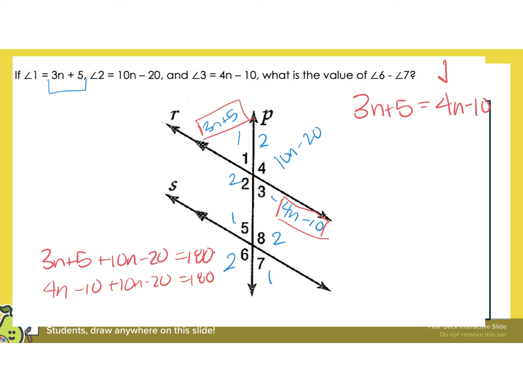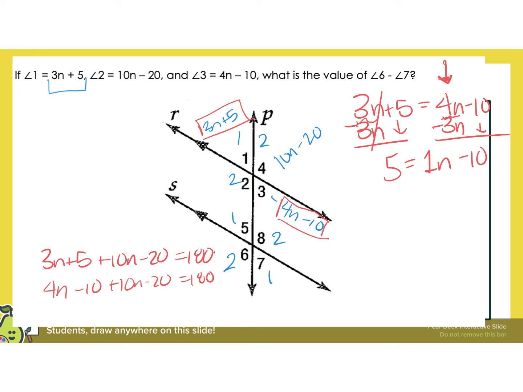But I'm going to do this one, and I encourage you to change to this one if that's not what you did. So variables in 2 places. I need them in 1 place. I'm going to choose the smaller one, which is 3. I'm going to get rid of it by subtracting 3n on both sides. Bring down my 5. This is 1n, or just n. Bring down my minus 10.